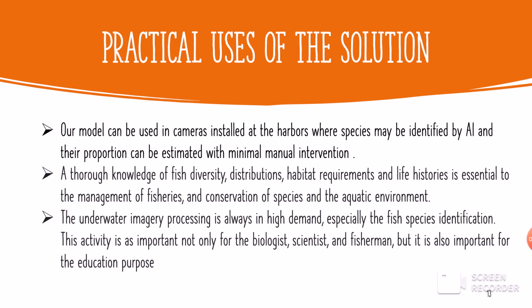Our model has various practical uses. It can be installed in the cameras at the harbor where species may be identified by AI, and the proportion can be estimated with minimal manual intervention. Thorough knowledge of fish diversity and habitat requirements is essential to the management of fisheries and conservation of species and the aquatic environment. Underwater image processing is always in high demand, especially fish species identification. This activity is important for biologists and scientists, and also for educational purposes.